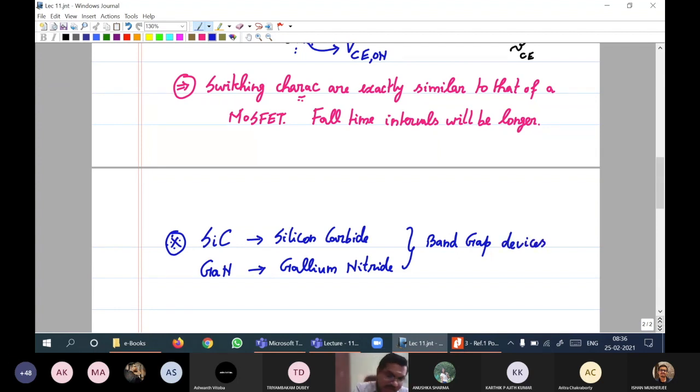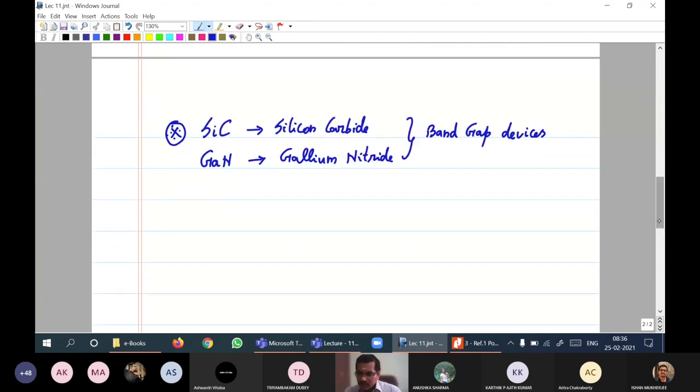I hope you can recollect the Niels Bohr atom model, and then you have what is called valence band, conduction band, etc. And then you have this gap between two bands. That is where the semiconductor is going to be located, the energy level, and then we need to move the electrons across that band gap. So silicon carbide and gallium nitride, devices made of these compounds, are called band gap devices. There are other band gap devices as well.